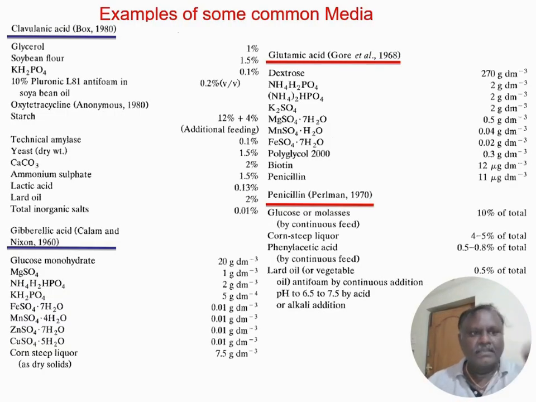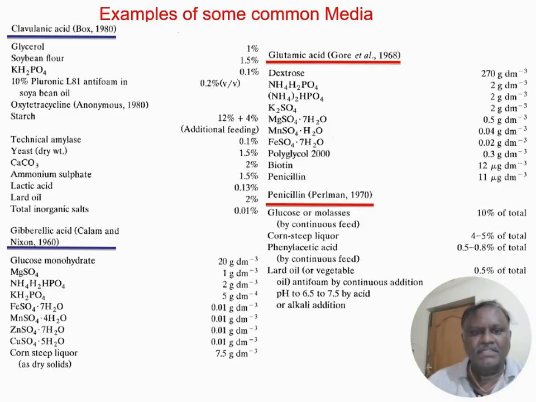Apart from this, there is clavulanic acid production, using glycerol, soybean flour, potassium hydrogen phosphate, and starch, and many other requirements that you can clearly see here in this list. Similarly, for one of the important organic acids called gibberellic acid, there is also a list of different carbon, nitrogen, and other trace elements present.